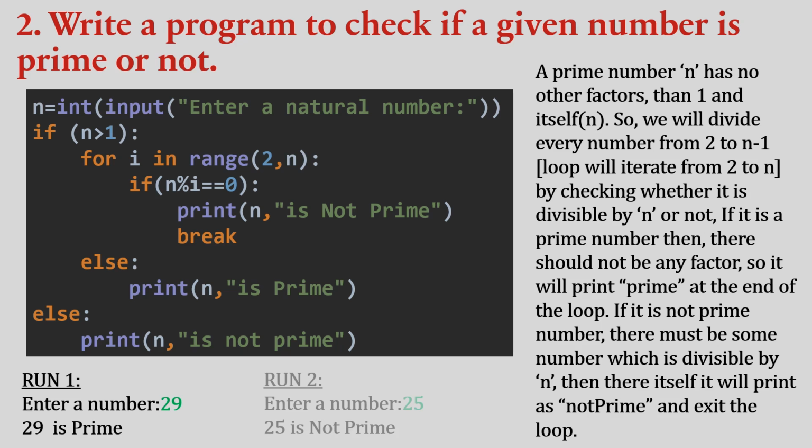Then the execution completed. Now in the second run we have given a number as 25. So 25 is not a prime number. So in the for loop, it will come across a number which divides 25. There itself, it will print that n is not a prime number, and it will exit from the for loop because of the break statement.